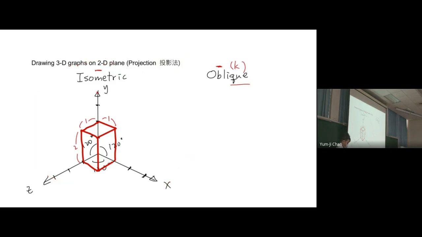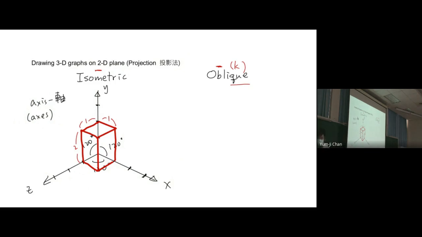We have 120 degrees here, 120 degrees here, and 120 degrees here. And we put the X, Y, and Z axes. If we have more than one, then we use this word, right? So this is the isometric projection of an elongated cube.